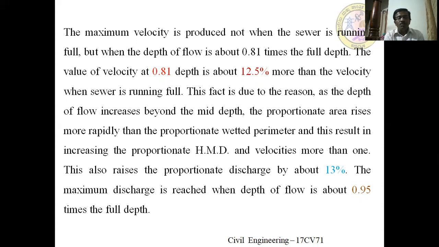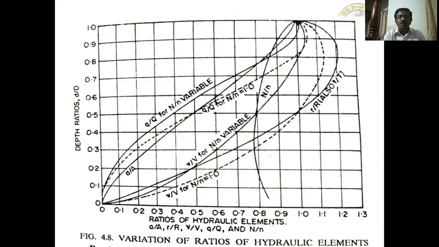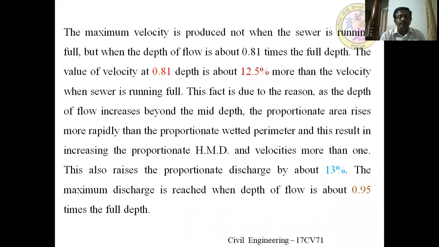This also raises the proportionate discharge by about 13%. The maximum discharge is reached when the depth of flow is about 0.95 times the full depth. You see, from the dotted line, Q by q is more than 1 for 0.95 depth. So these are the salient features of the hydraulic element chart.